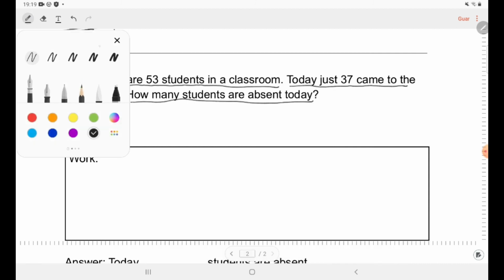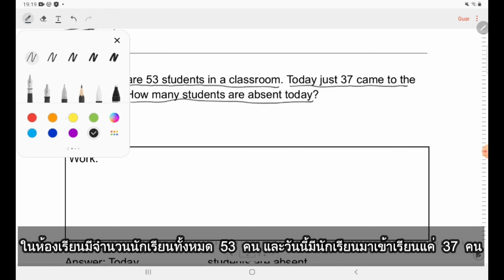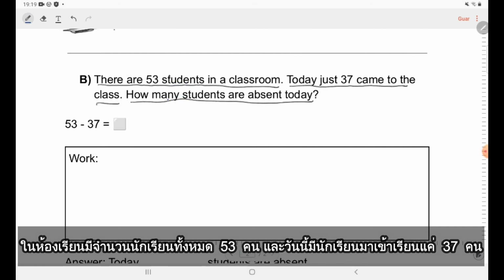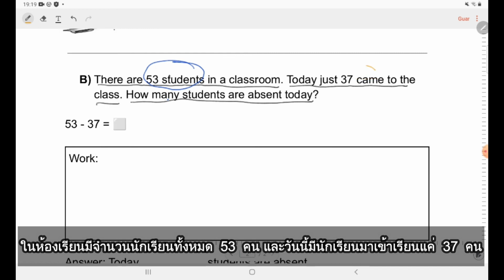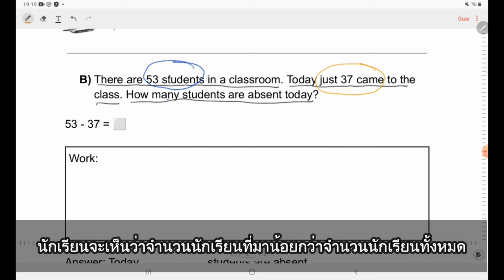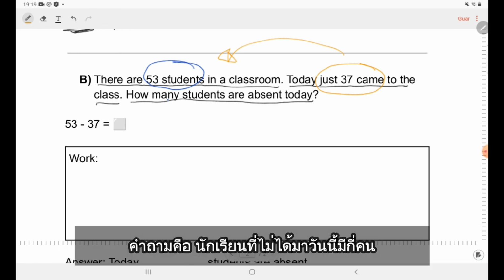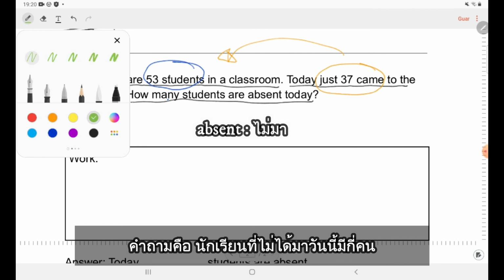So there is a classroom, and in the classroom there are in total 53 students. A lot, right? Almost double our class. And today we had just 37. As you see, this number is less than this. So the question is, how many students are absent today?